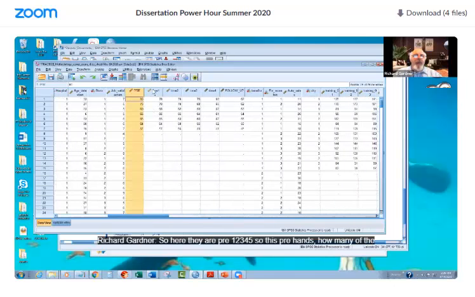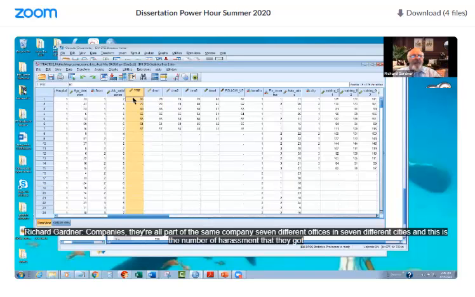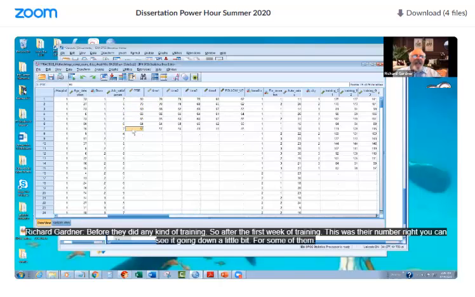So here they are, pre. There's 1, 2, 3, 4, 5, 6, 7 different companies. They're all part of the same company, 7 different offices in 7 different cities. And this is the number of harassments that they got before they did any kind of training.